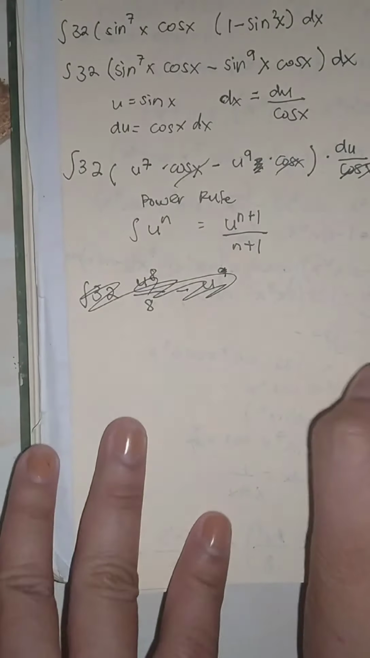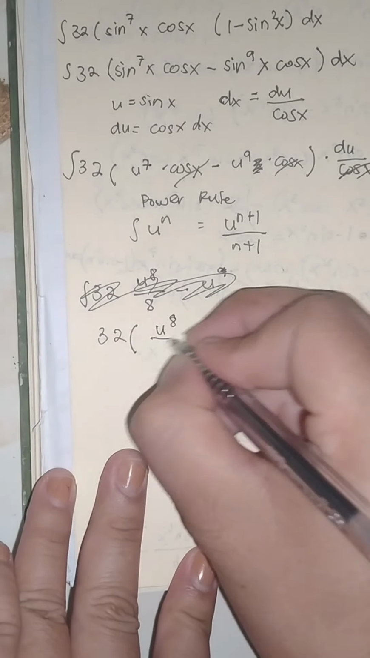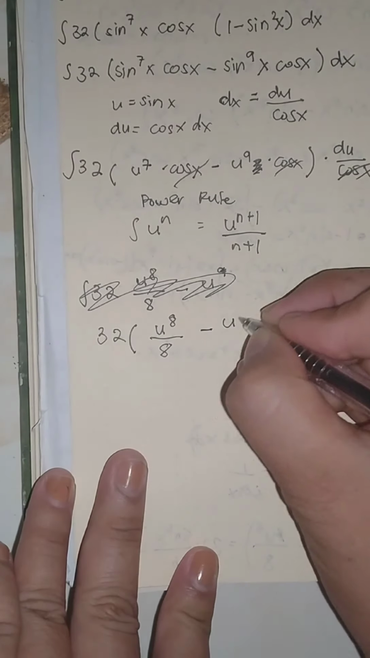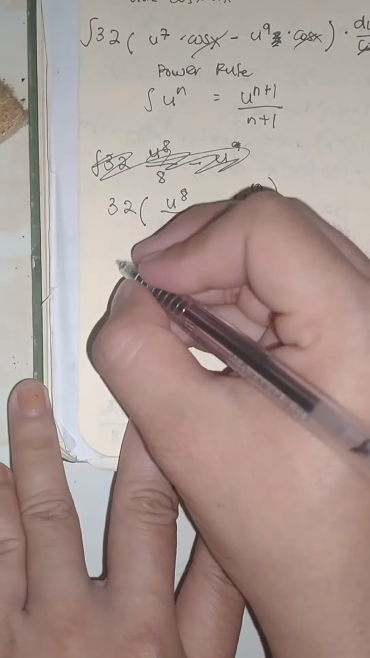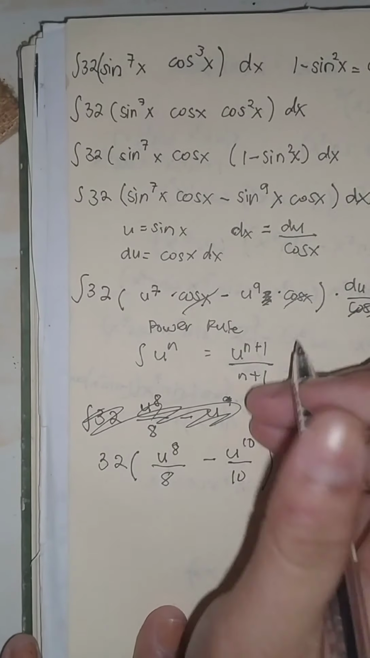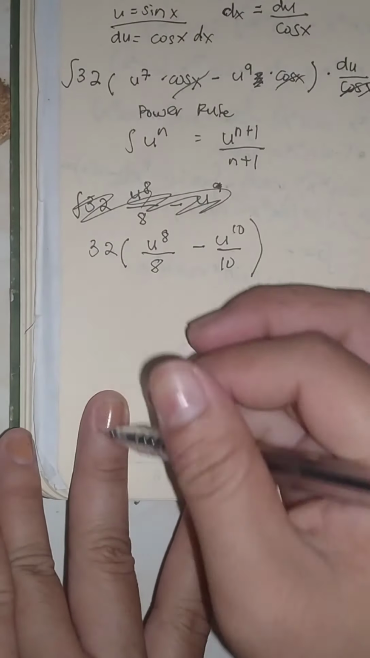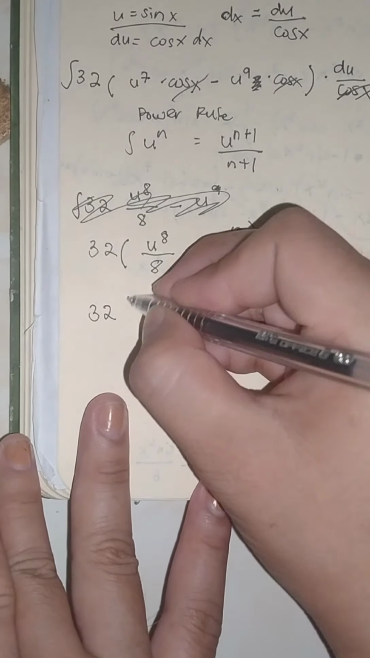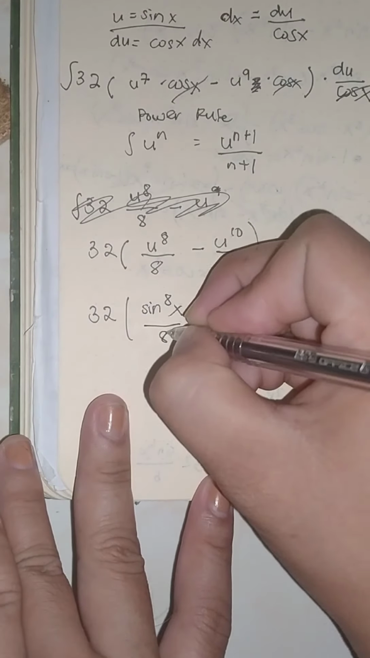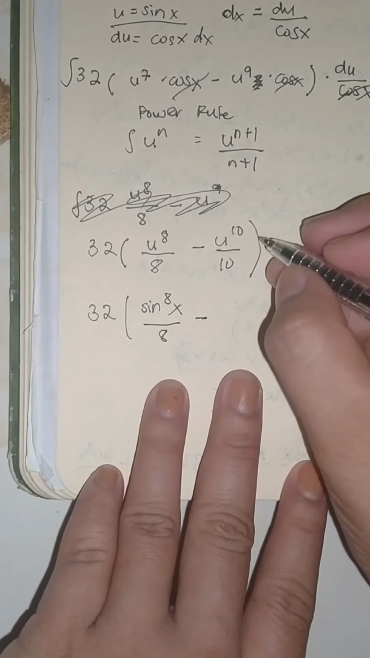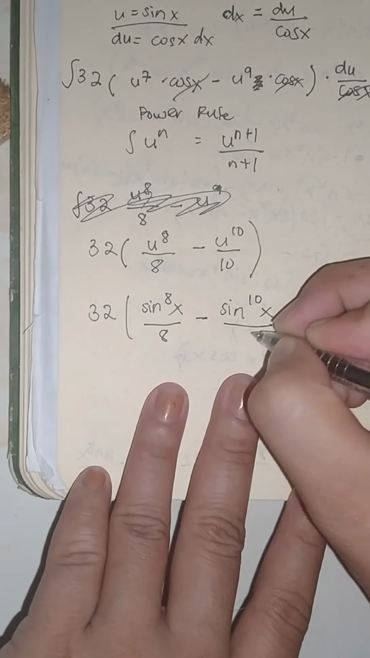No, it shouldn't be like this. So we have 32 multiplied by u raised to 8 over 8 minus u raised to 10 over 10. If we substitute the value of u, which is sine x, we have 32 sine raised to 8 x over 8 minus sine raised to 10 x over 10.